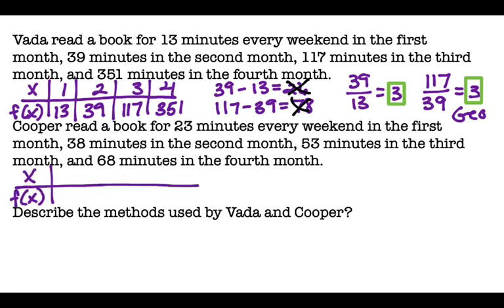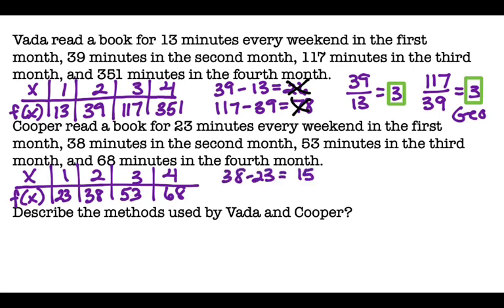So again, setting up a table with my 4 months. First month, 23, 38, second month, 53, the third month, and 68 the fourth month. So again, I'm going to do the same thing. 38 minus 23 is 15. 53 minus 38 is also 15.